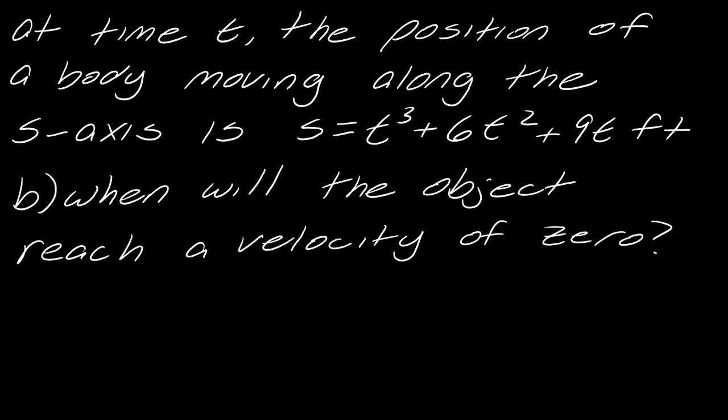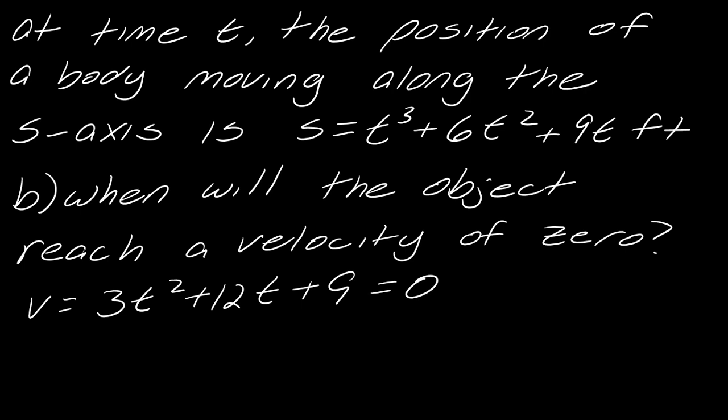So this is really getting at two parts of this. I've been filming this video for a while. Sorry about that. Okay, I have my velocity function. We already said that v was equal to 3t squared plus 12t plus 9. So I want to figure out when this hits a velocity of 0.